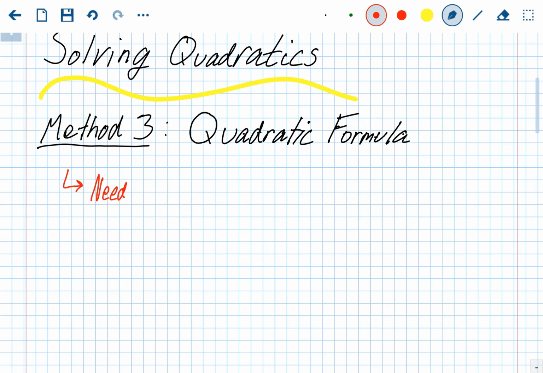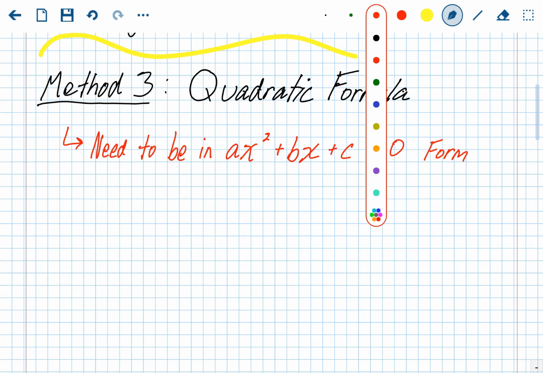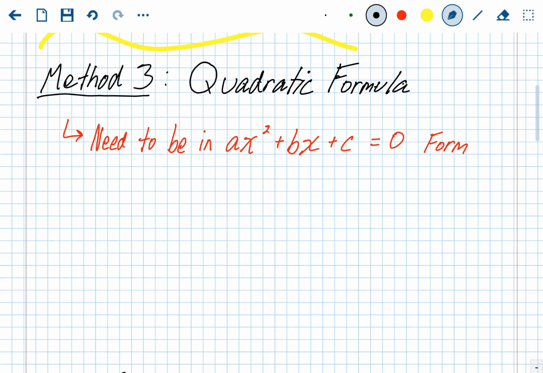The quadratic formula needs to be in standard form, ax squared plus bx plus c equals 0. If it's not in that form, you're going to have to rearrange your equation to get it into that form. Now the formula. You will have to memorize this. I know in quarantine you could always look at your notes, but at some point you will have to memorize it.